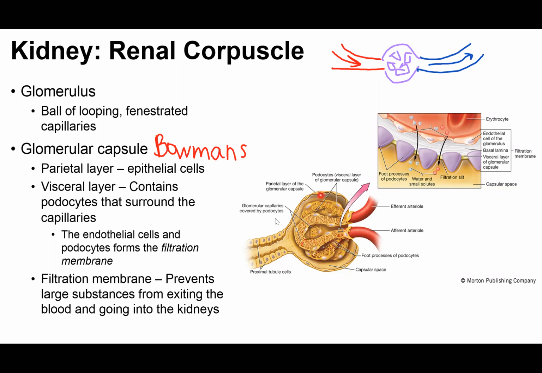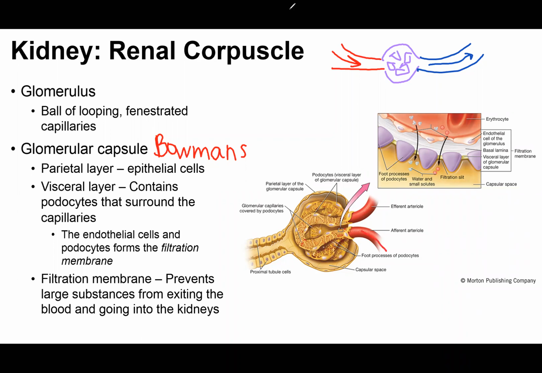So whenever we're talking about Bowman's capsule, it contains two layers. The outer layer, which is forming that C shape, okay? And then it has this inner layer, or the visceral layer, which are these podocytes here, okay? So it's two layers of tissue. The endothelial cells and the podocytes are going to form what is called the filtration membrane, okay? So picture it like this. You have blood coming in.